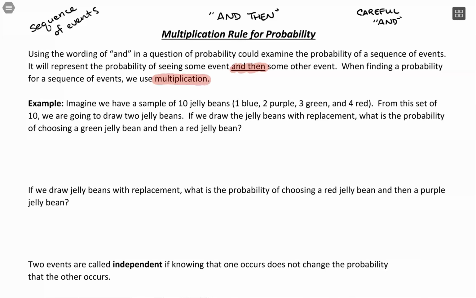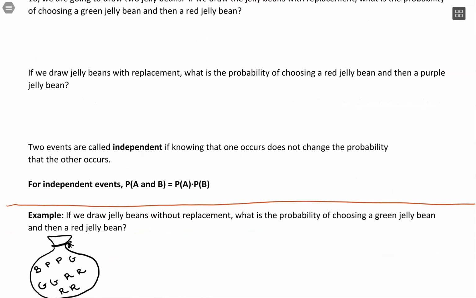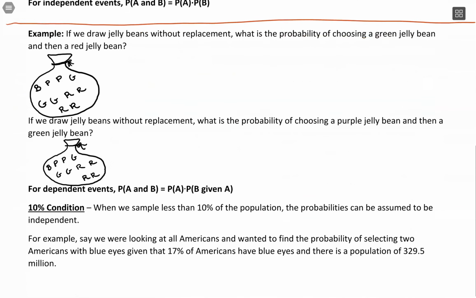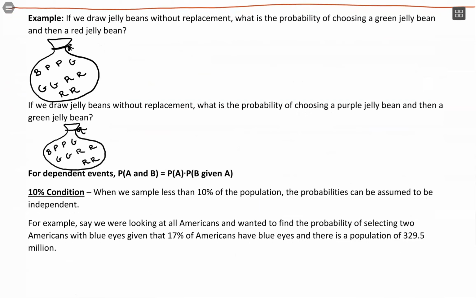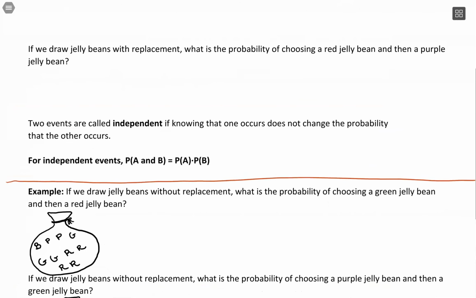So there's going to be two scenarios here, and I even separated the page here. We're going to look at two cases: when we have independence versus when events are not independent, or rather dependent. And then this 10% condition is what we'll finish up with, which is just a little piece with independence that'll come up in a few sections that we go through. So with that, let's go to our independent case.